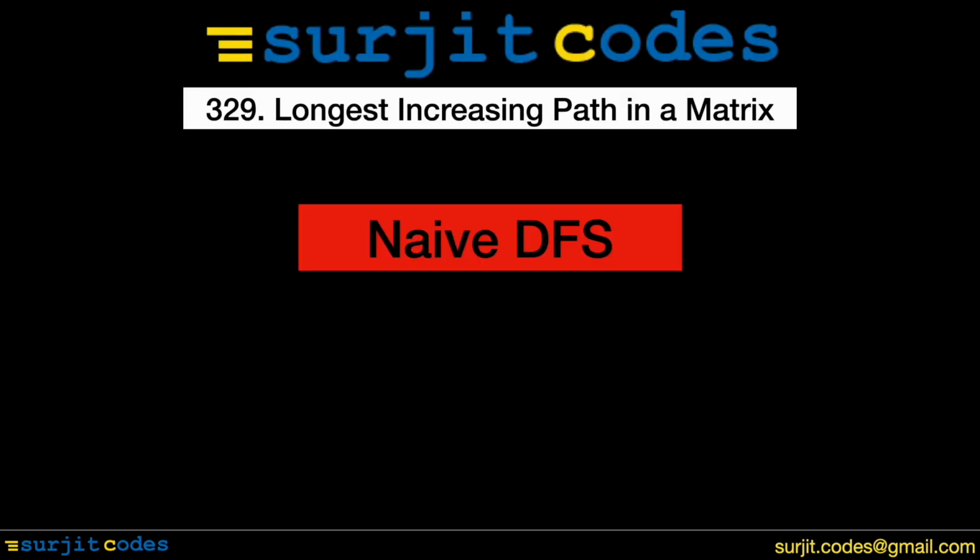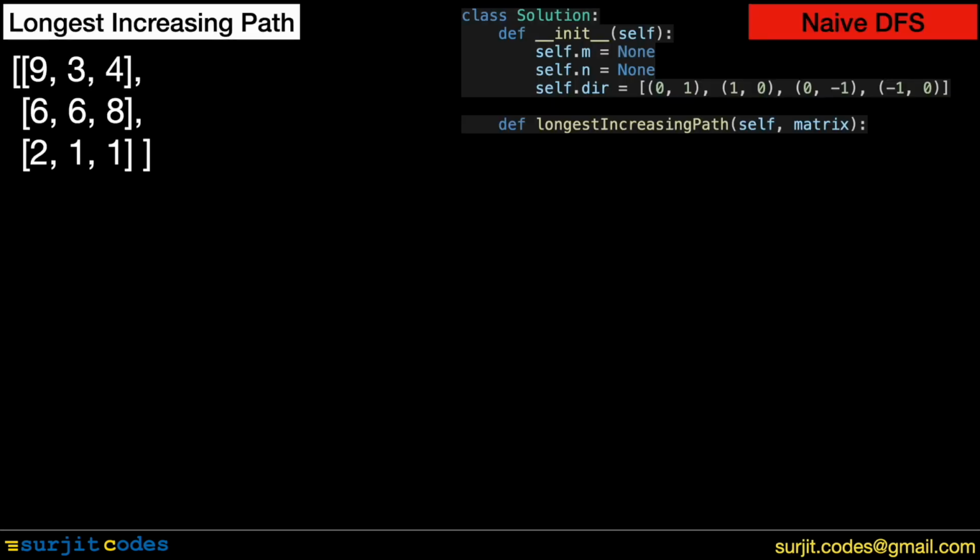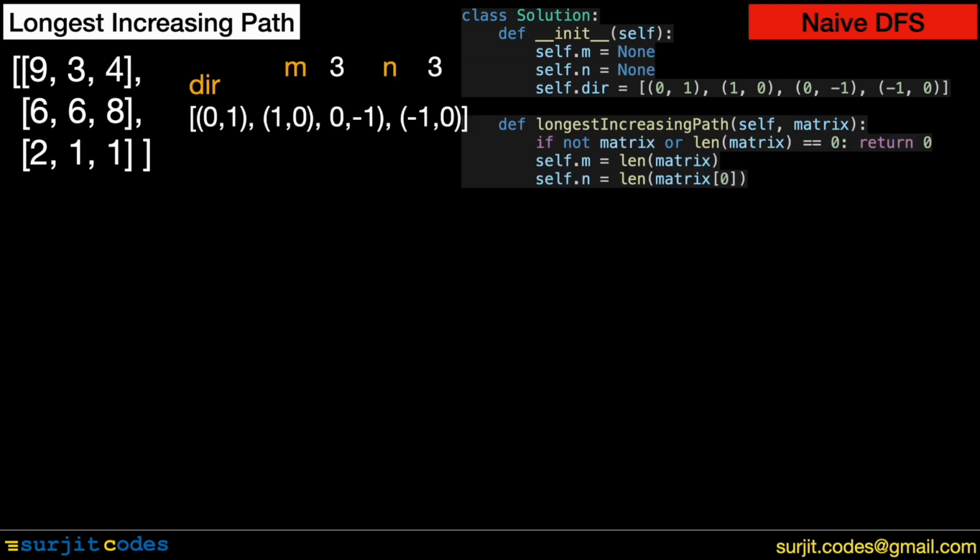In the first method, we will use the simple form of DFS. M, N, and dir are instance variables of class. Matrix is a two-dimensional array. The cells of the matrix will become the vertices of the graph. Each vertex has four edges that are its neighbors in four directions.